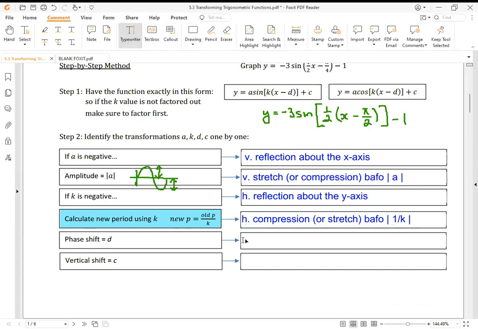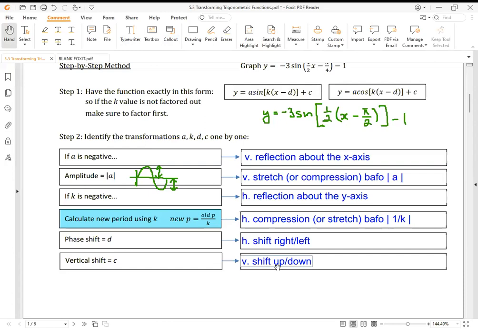Phase shift is again, horizontal shift, right or left. Okay. And then vertical shift is obviously V shift, up or down.